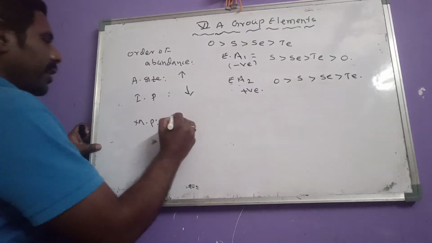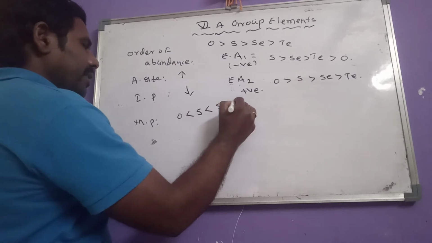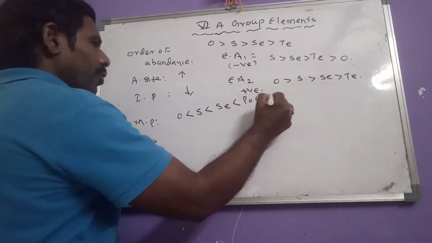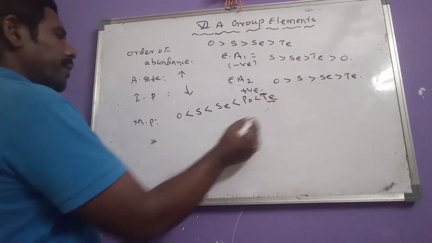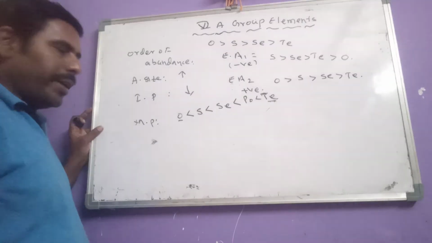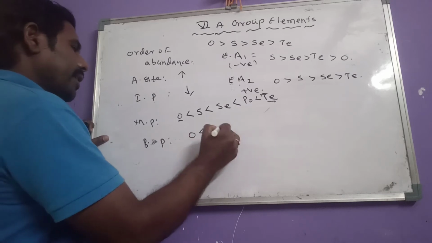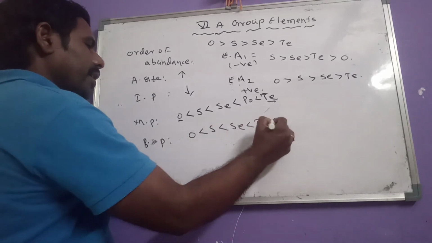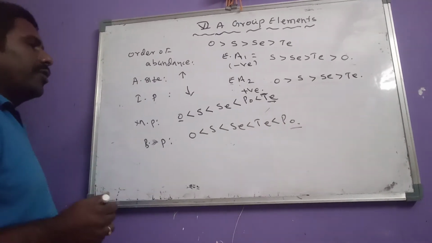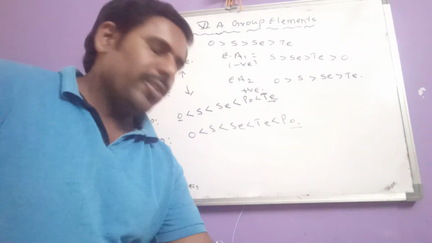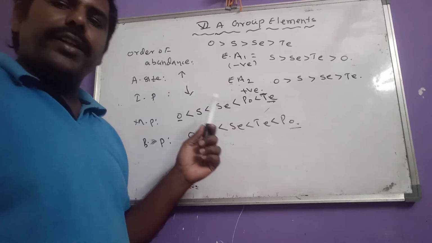So now what is the order here? Oxygen less than sulfur less than selenium less than polonium less than tellurium. So highest melting point is possessed by tellurium, least melting point by oxygen. Now come to the boiling point order. Oxygen less than sulfur less than selenium less than tellurium less than polonium. So highest boiling point is possessed by polonium. So these are regarding melting and boiling point values, electron affinity values.